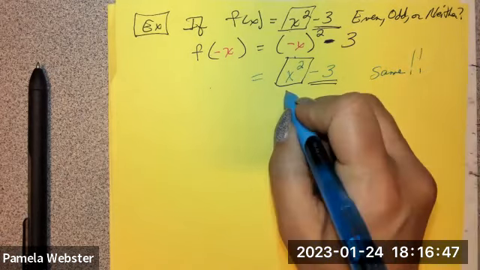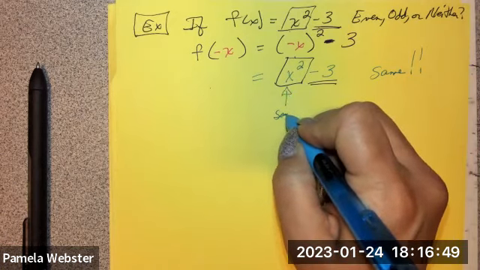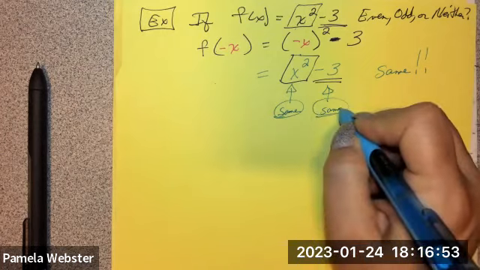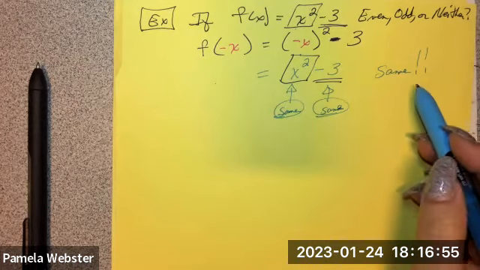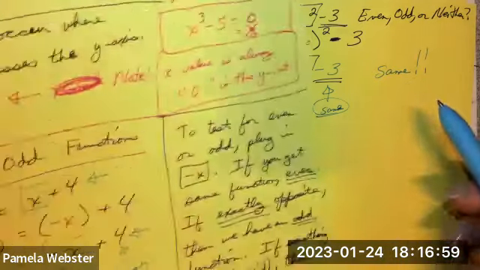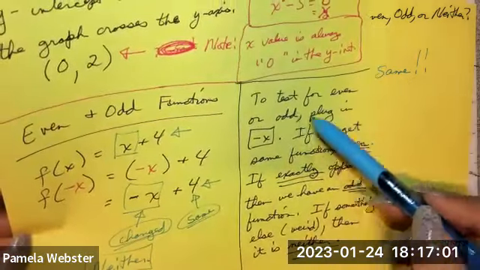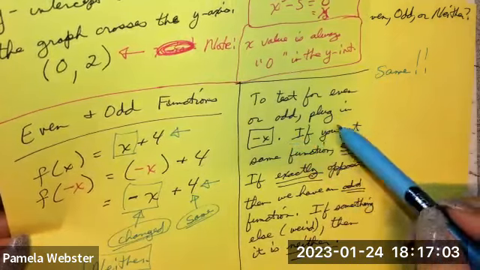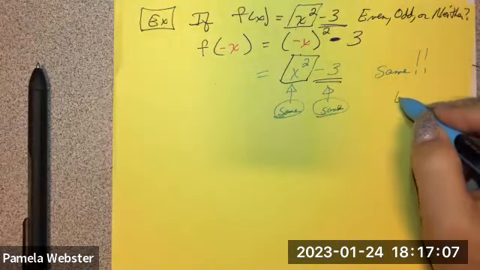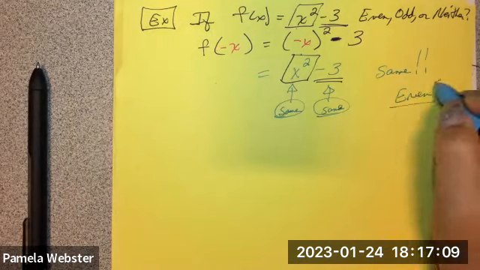Yes. This guy's the same, and this guy's the same. So since all of the terms in my function here are the same, then it's the same. So looking back at my little check, okay, plug in negative x, we did that. If you get the same function, it is even. So this guy is even.